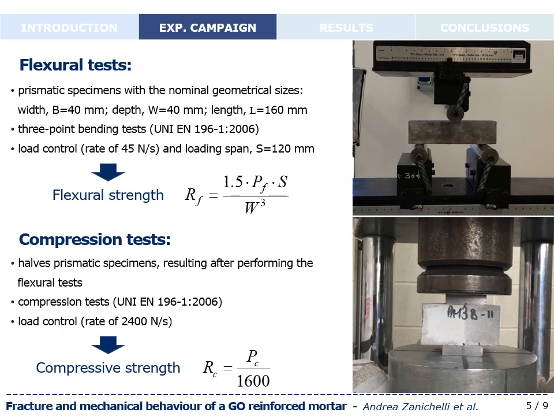Subsequently, the 6 halves of prismatic specimens resulting after performing the flexural tests have been subjected to compression tests in order to determine the compressive strength. The tests were carried out under load control until specimen failure. By employing the experimental value of the peak load, Pc, the compressive strength, Rc, has been computed according to the equation reported here.